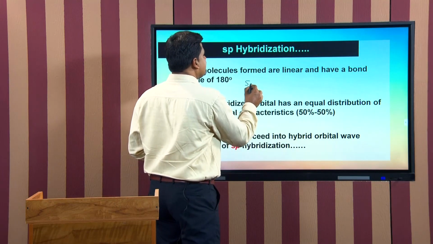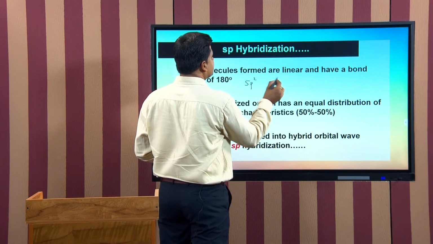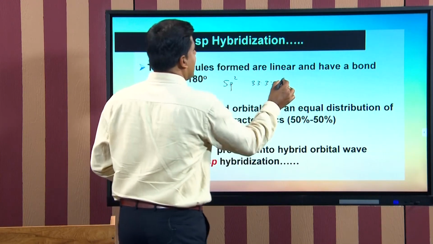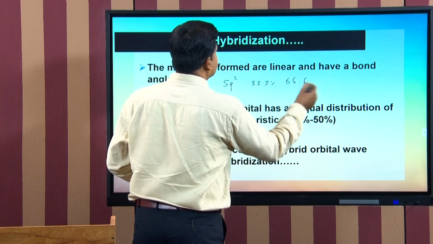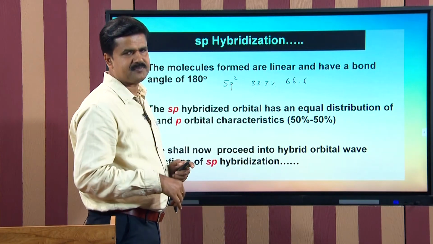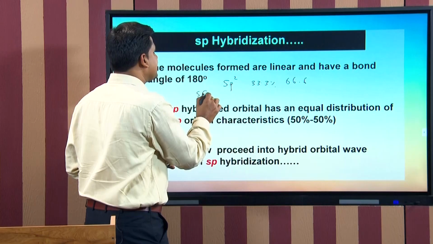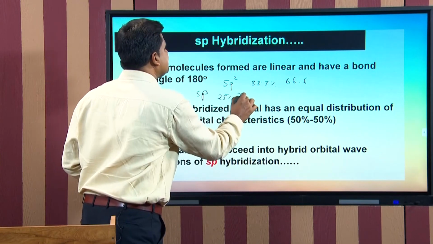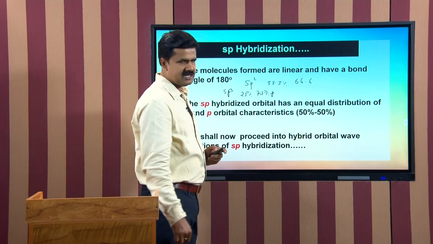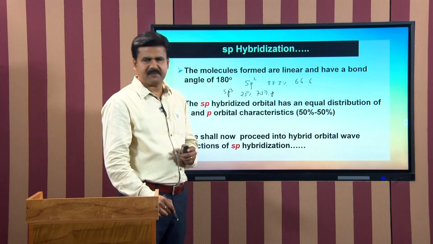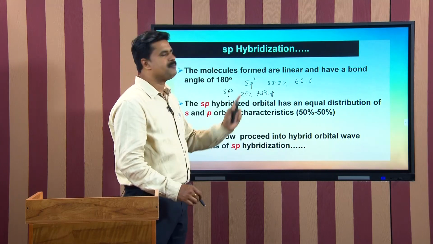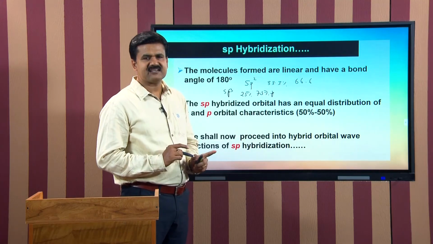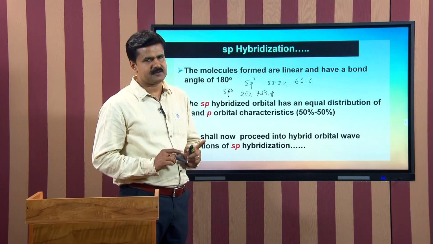Now we can take sp2 hybridization. Here there is only 33.3% s character and 66.6% p character. So if you are taking sp3 hybridization, it is having only 25% of s character and the remaining 75% will be the p character. But in the case of sp hybridization, s character and p character will be 50-50. That is 50% s character and 50% p character.